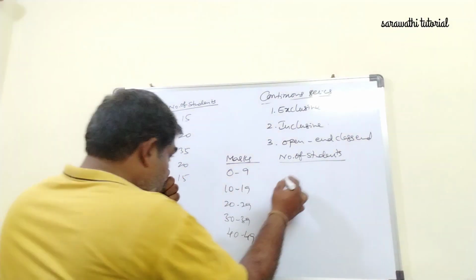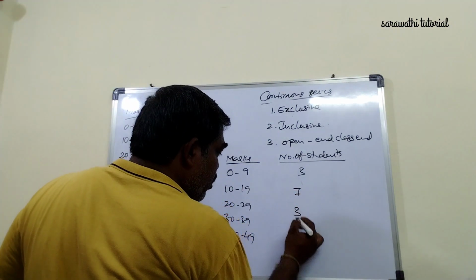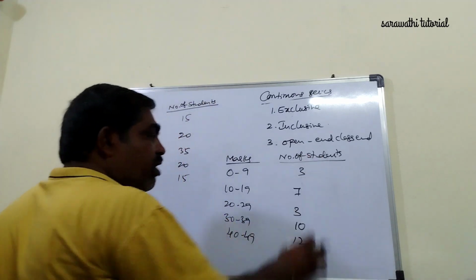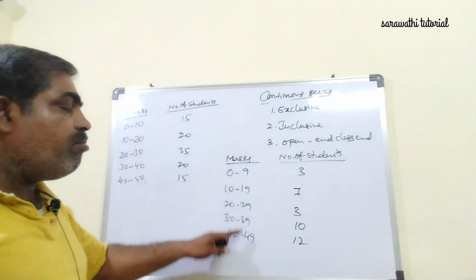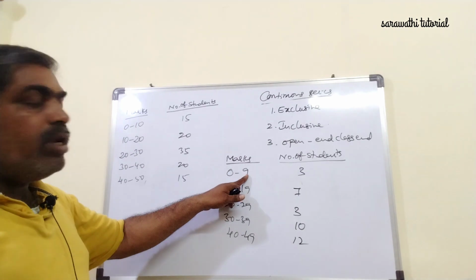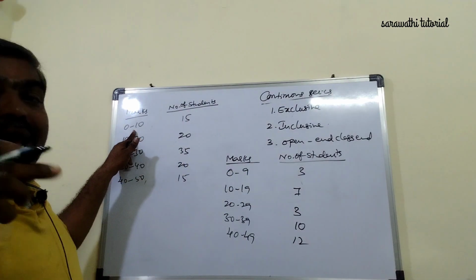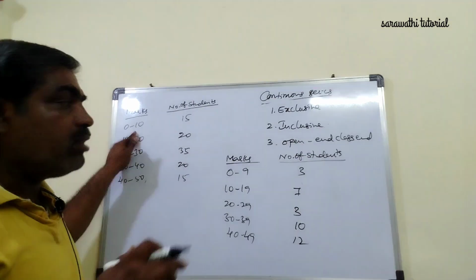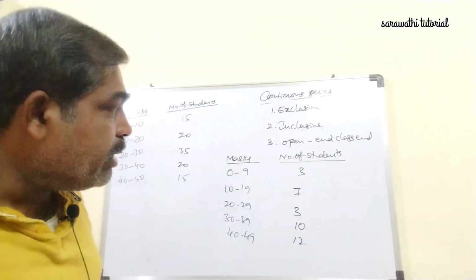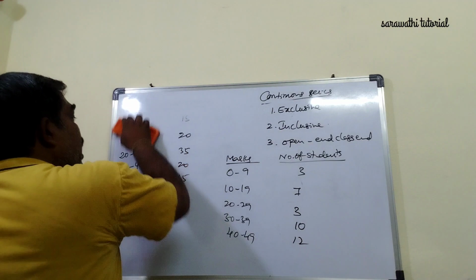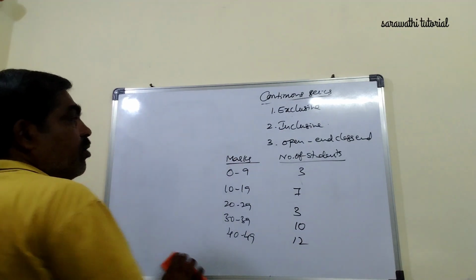So these are the frequencies and the example. These are the marks. When the upper limit is included in that class, it is called the inclusive method. When the upper limit of the class is excluded from this class, it is called the exclusive method. And the next one is the open-end class method, the last one.